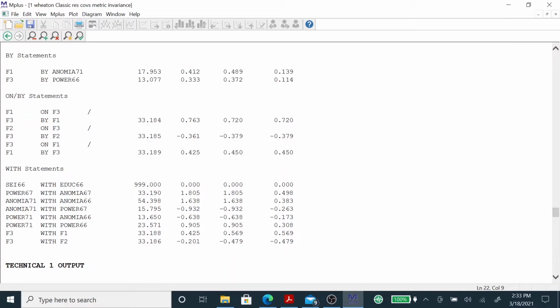And then if you look further down here, we have 54, a very high value. That's for anomia 71 with anomia 66. So that's a residual correlation between time point 1 and time point 3, which we didn't include. And I don't see that that is very high for anomia, however. Oh, sorry, for powerlessness, it's not as high. So we could make these adjustments one at a time and see if it's needed or not. But we're not going to bother with that.